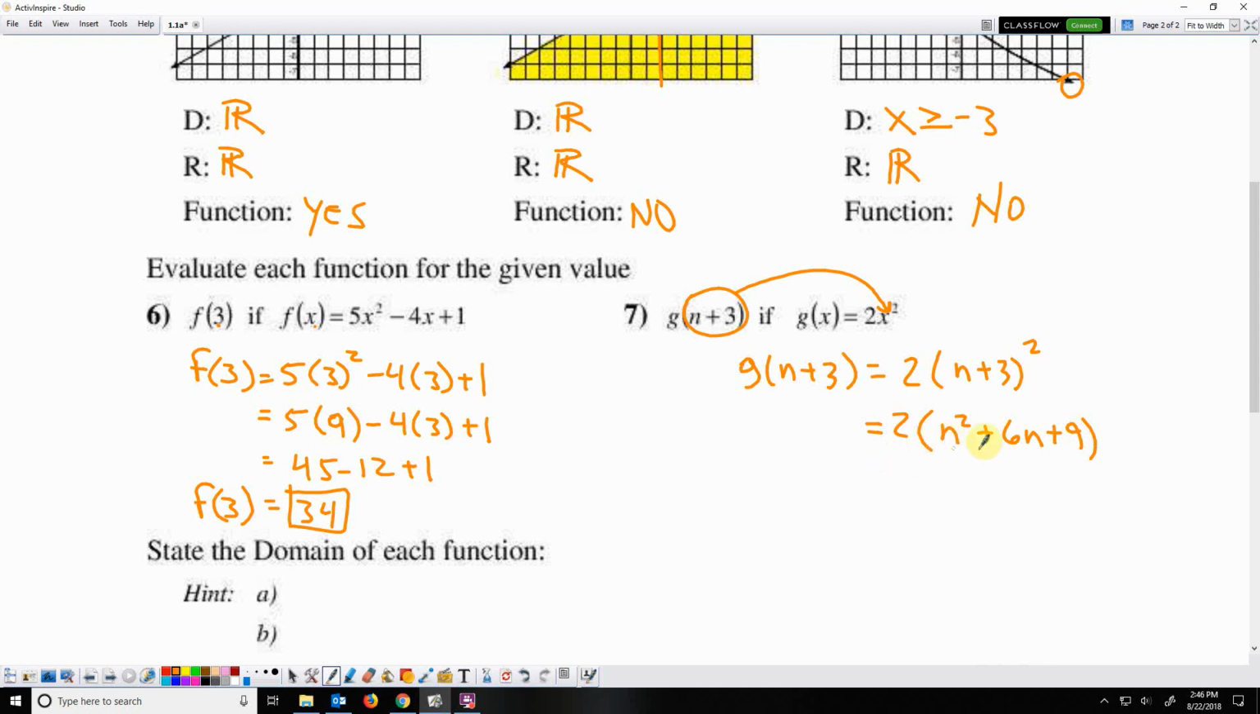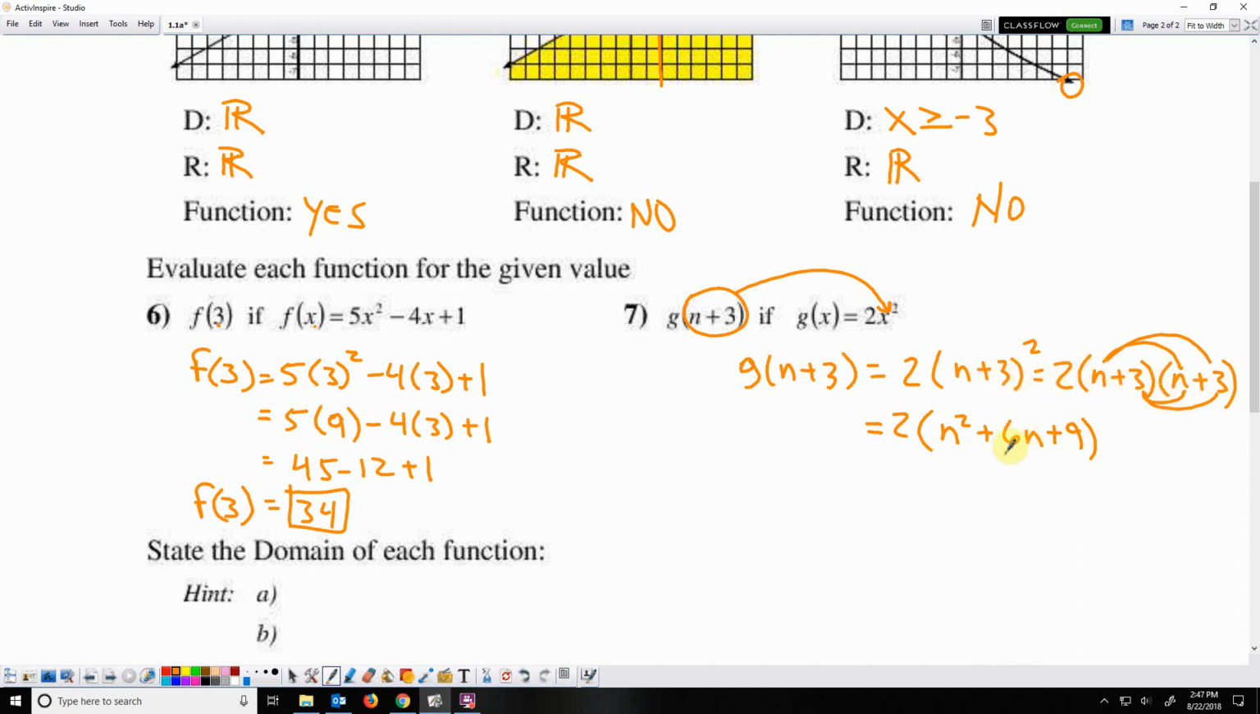If you're good with shortcuts, go ahead and do that. First term squared, double the product of the terms, second term squared. Or you could expand it. It's 2 times n plus 3, and that squared means times itself, so times n plus 3. If I distribute these, the n and the 3, n squared plus 3n plus 3n, that's where we get the 6n, and 9. So either take that shortcut or distribute, so we'll expand and distribute.